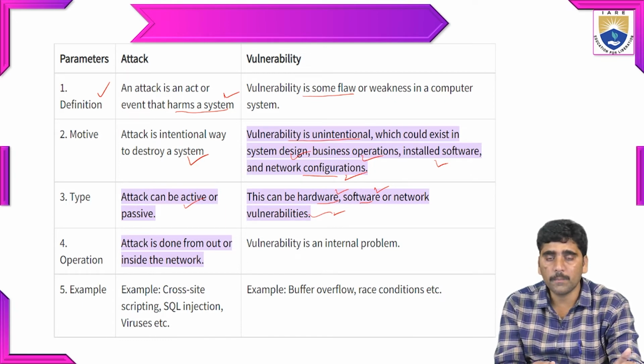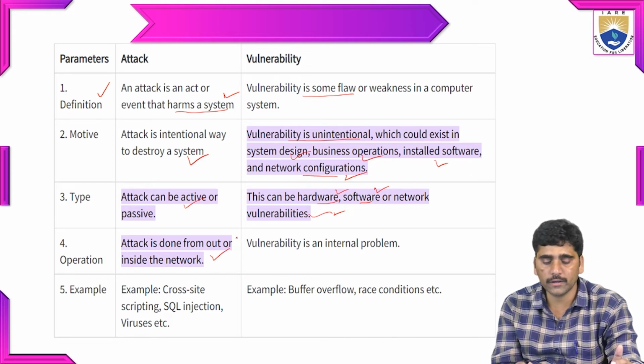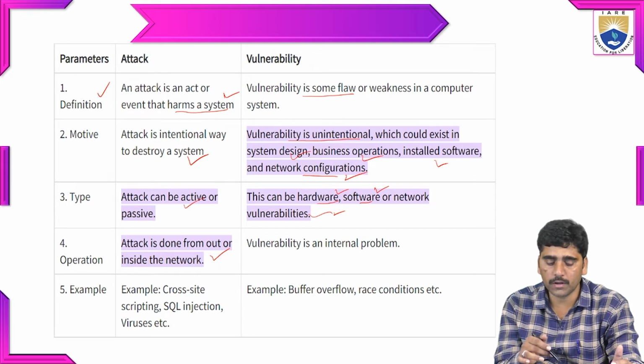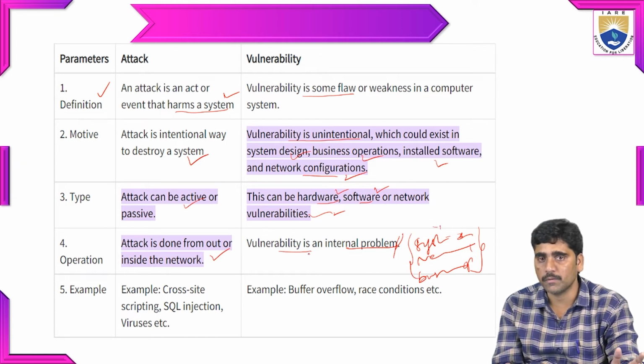An attack can be operated from outside or inside of the network. And a vulnerability is an internal problem, like a system design problem, network configuration problem, or business operations problem. In all these problems, you can have a vulnerability as an internal problem.